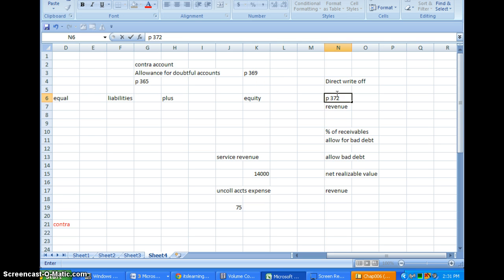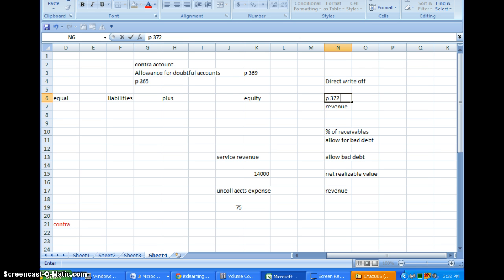If uncollectible accounts are not material, meaning a very small portion of accounts, generally accepted accounting principles, that's GAAP, allows companies to account for them using the direct write-off method. Meaning if you sell $14,000 worth of goods and services and only $25 or $50 is not going to pay you, you don't need to worry about determining what type of allowance for bad debt you need to create because it's such a small immaterial amount.